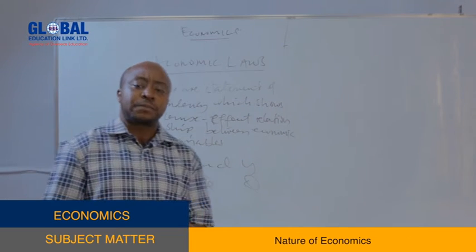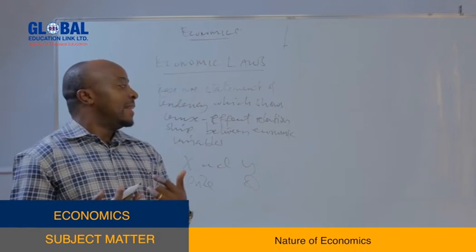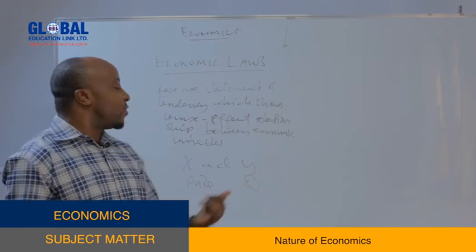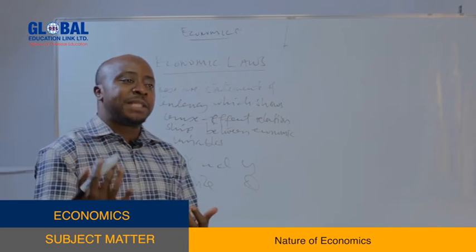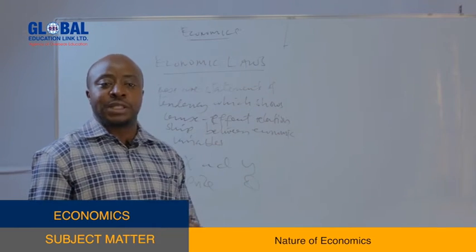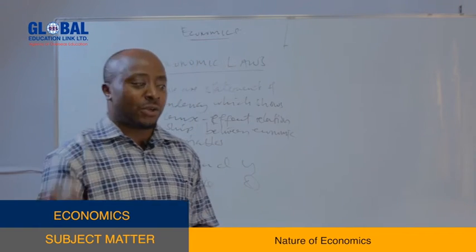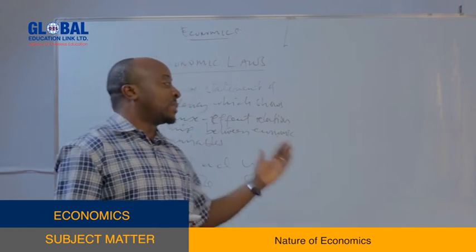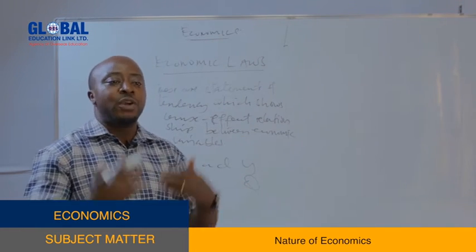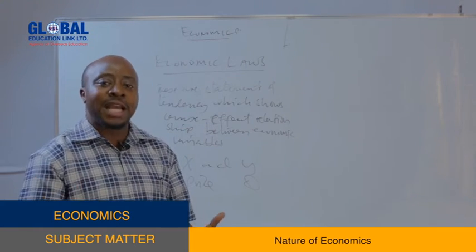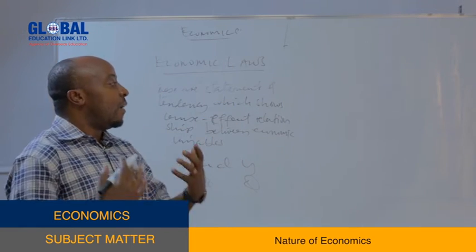We can also say economic laws govern the behavior of individuals concerning the allocation of scarce resources. Individuals here can be consumers or producers. They are governed by economic laws on how they can allocate their scarce resources to produce goods and services to satisfy human wants. So economic laws govern those decisions of individual consumers and individual producers on how they can produce goods or services to satisfy unlimited human wants.